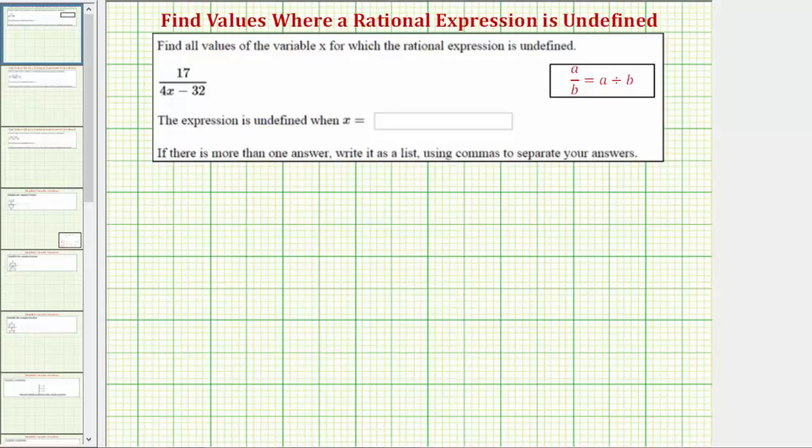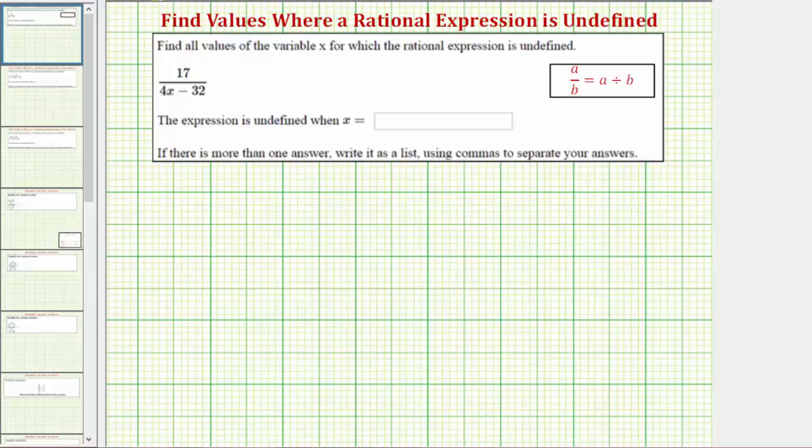Welcome to 3 examples on determining the values for which a rational expression is undefined. The main thing to remember is that a fraction bar means division, so if we have the fraction a over b, this means a divided by b, and because division by 0 is undefined, to determine the values where a rational expression is undefined, we need to determine the values for which the denominator would be equal to 0.